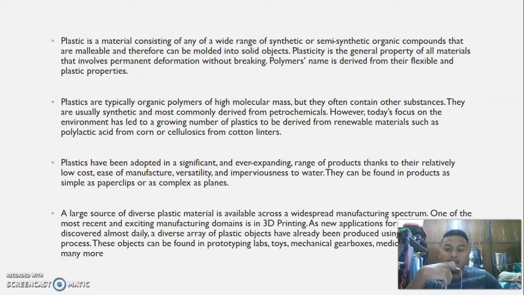A large source of diverse plastic material is available across a widespread manufacturing spectrum. One of the most recent and exciting manufacturing domains is 3D printing, as new applications for 3D printing are discovered almost daily. A diverse array of plastic objects have already been produced using the 3D printing process. This can be found in prototyping labs, toys, mechanical gearboxes, medical prosthetics, and many more.